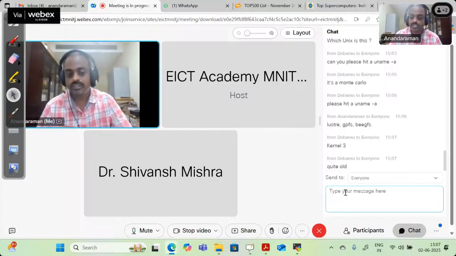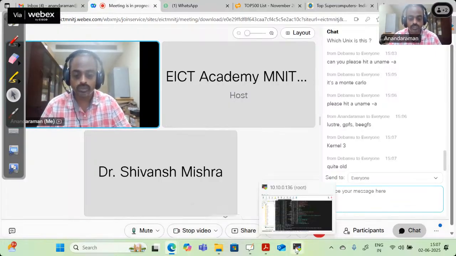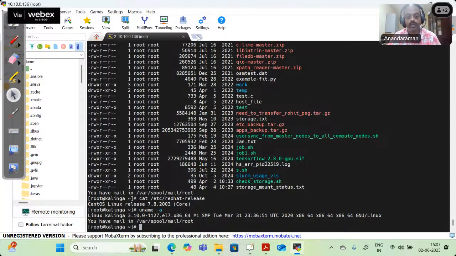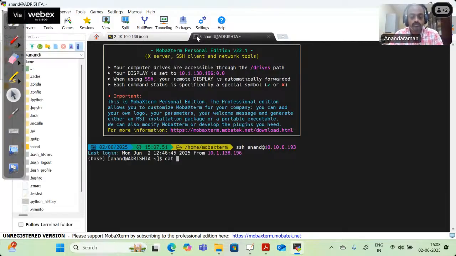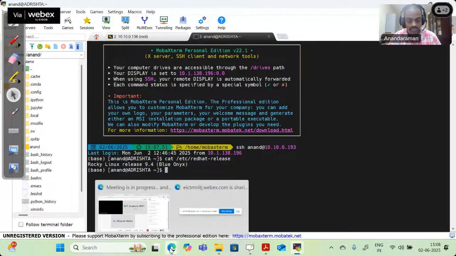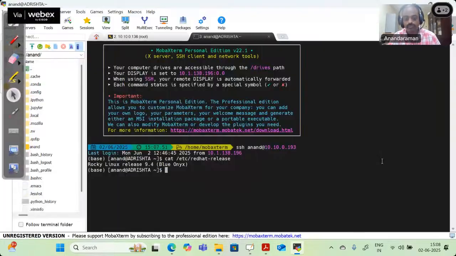Yes, actually this cluster is very old, but for new clusters we are using Rocky Linux. Okay, I will show you another server. Here we are using Rocky 9.4. This is a 9 years old cluster, that's why we are not upgrading it. It is almost end of life. So for new servers, we are using Rocky Linux because CentOS is no more supported.